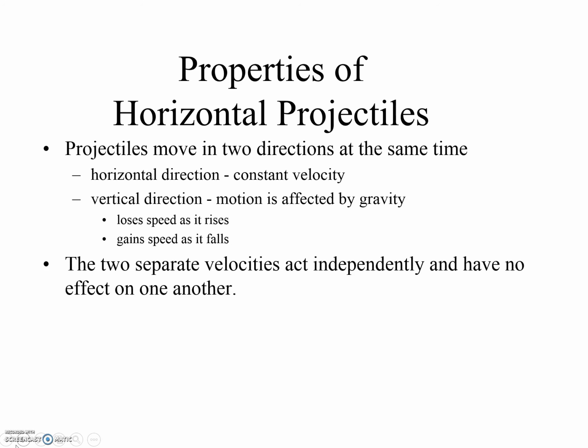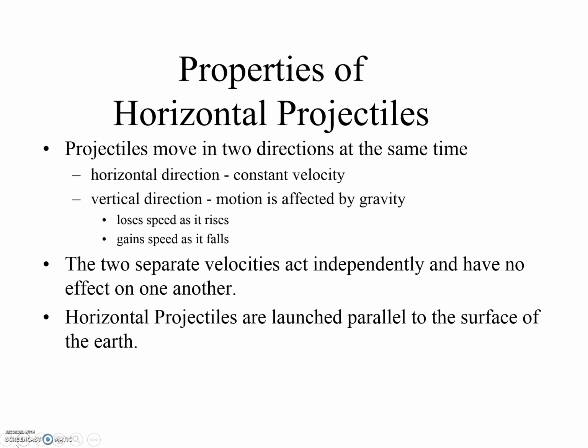When we talk about the horizontal and the vertical components of a projectile, these two velocities are independent of each other. And what that means is that they have no effect on one another. We need to know that horizontal projectiles are projectiles that are launched parallel to the surface of the Earth, not at some angle to the Earth.